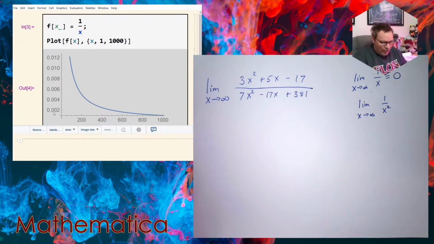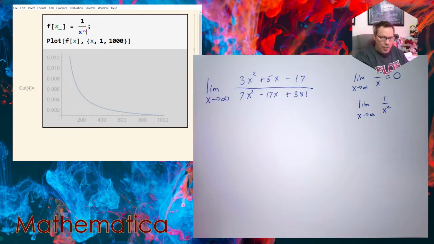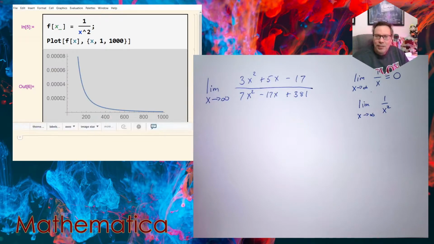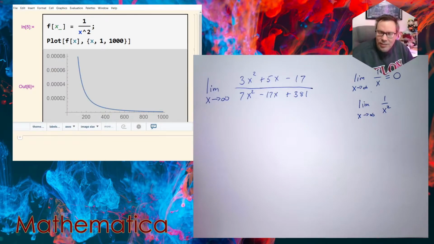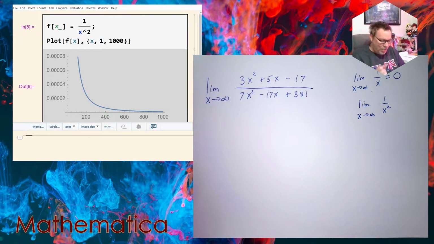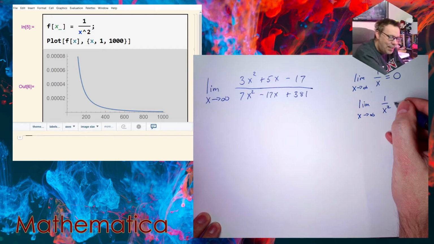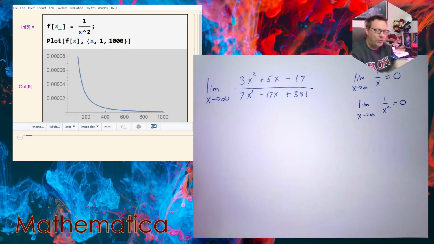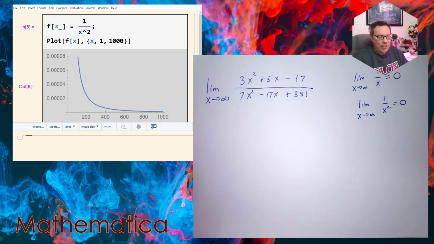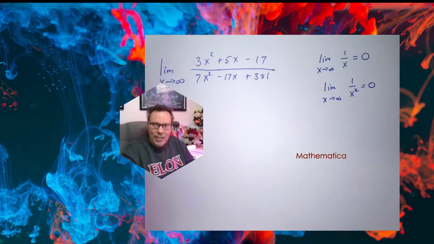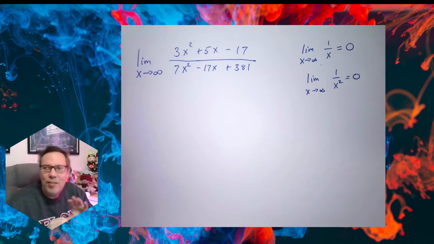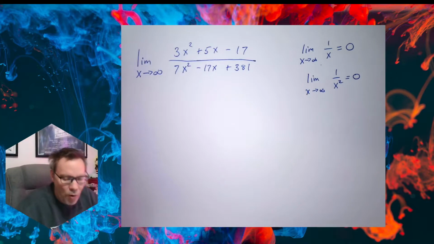Now, what about 1 over x squared? What's going to change here? If I go to this Mathematica file and I put in a square in here, take a look at the graph when I evaluate this. The y values get even smaller, but they're still positive. So what does that tell me? It tells me that this is also 0. So these two facts that I have on the right side of the page here are going to be very, very important for us.